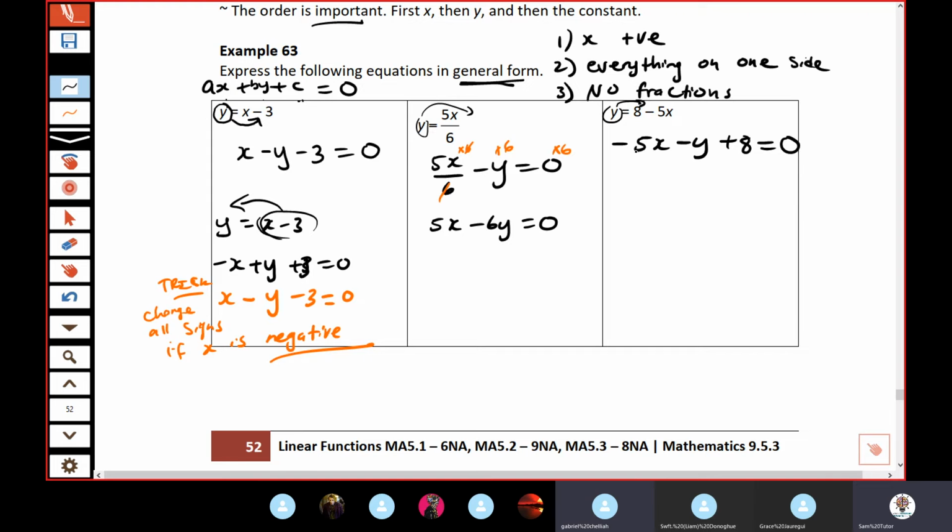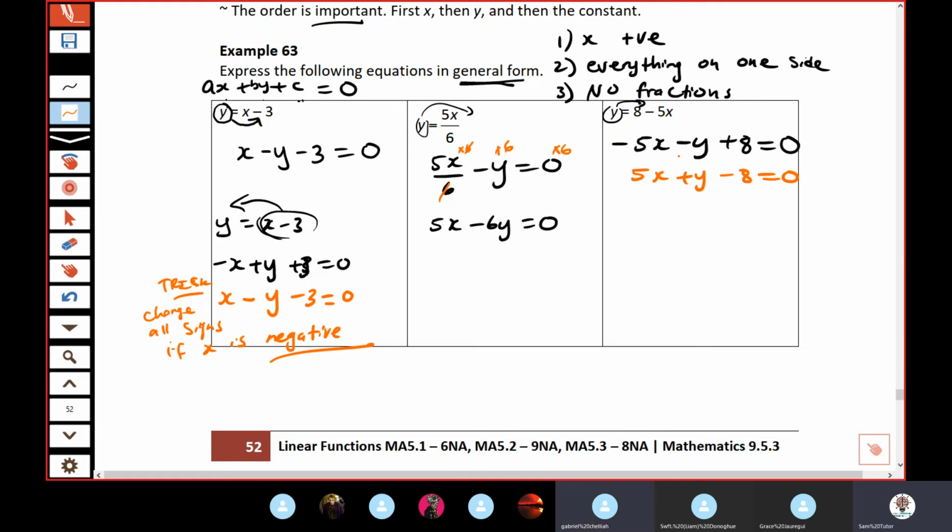But that's the problem that we had down here. So what do we do now to fix it up? Change all signs. Change all signs, x is negative. Yeah. So then, what's your answer? 5x plus y minus 8 equals 0. Too good.